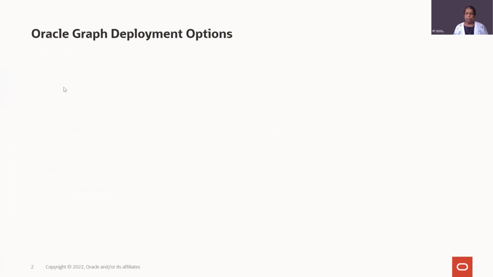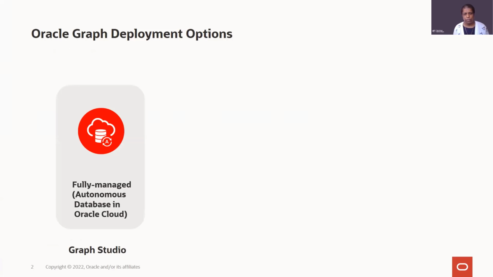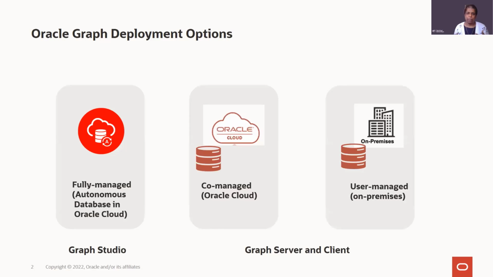So while talking about new features, I should also make it very clear what our deployment options are because the release cycles are different depending on the deployment option, and there have been some questions around that. So let me just summarize that we have Graph Studio in Autonomous Database. We've talked extensively about that. And we also have the Graph Server and Client offering that works with any database 12.2 or later that can be provisioned in Oracle Cloud, which we would call the co-managed option or user-managed on-premise.